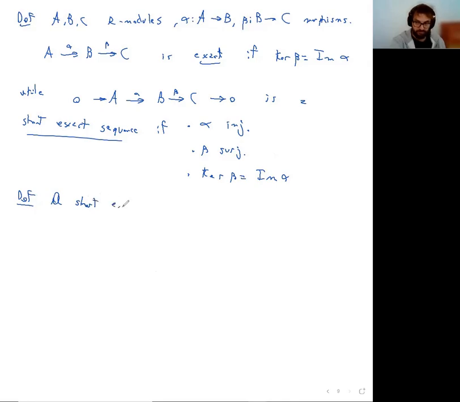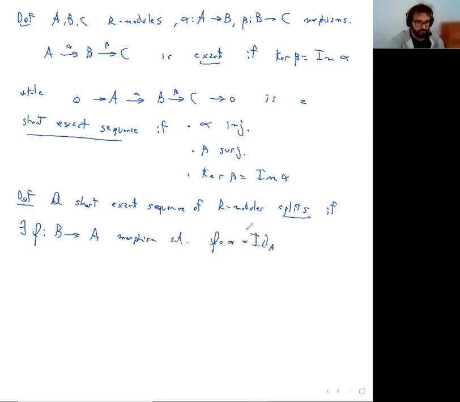So a short exact sequence of R modules splits if there exists a morphism f from B to A such that f composed alpha is the identity on A. So it's basically asking that there exists a partial inverse.